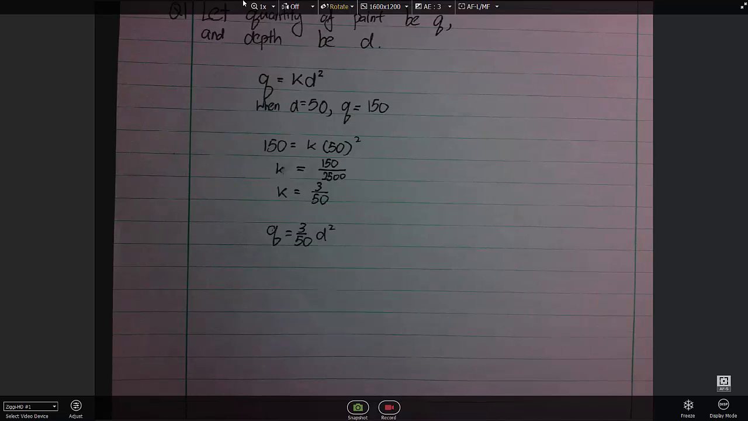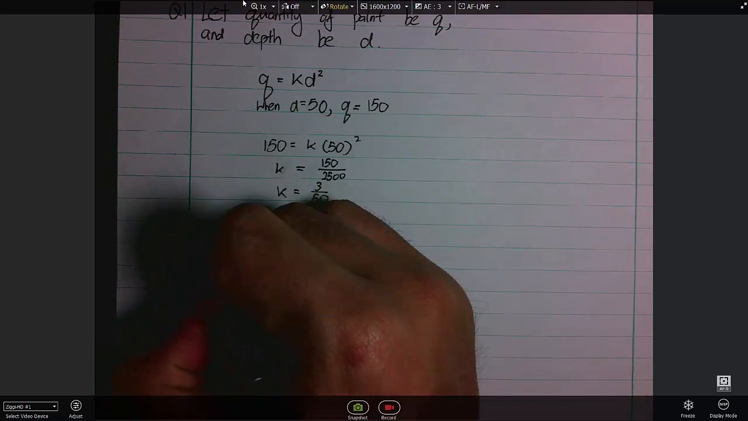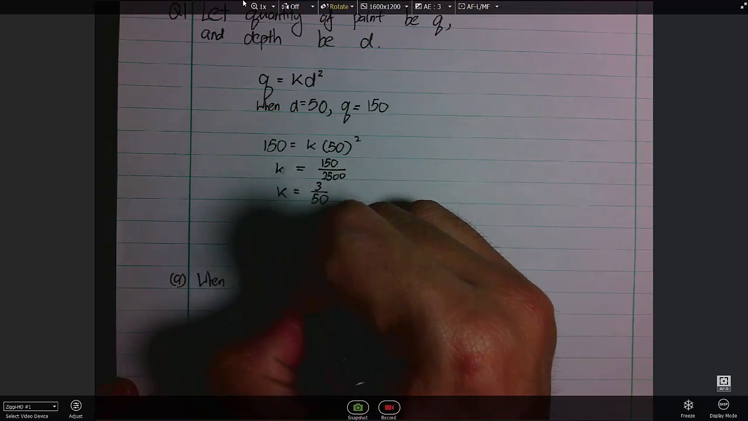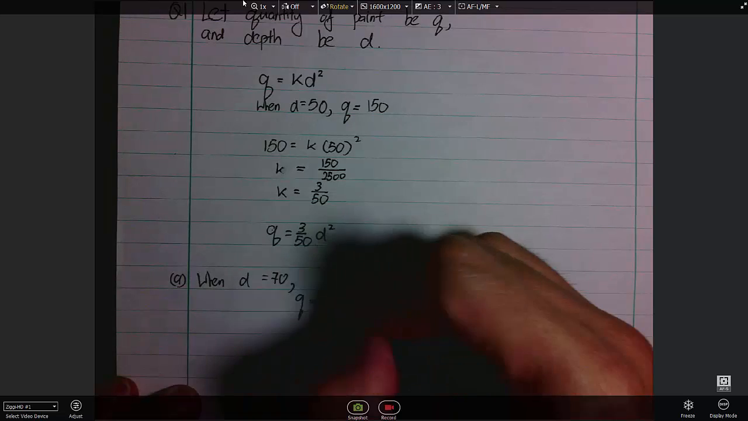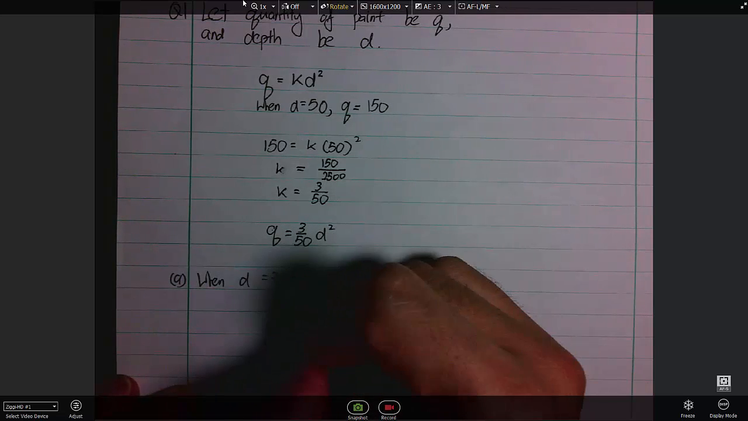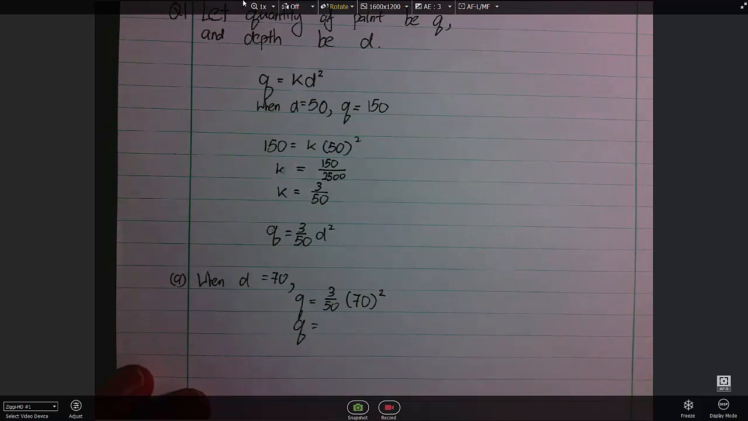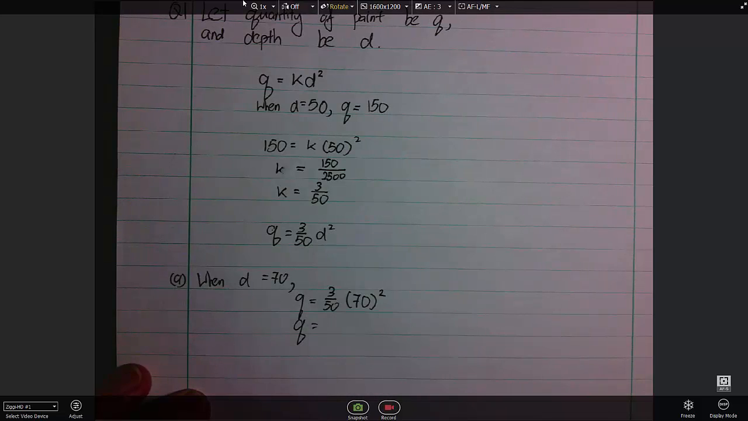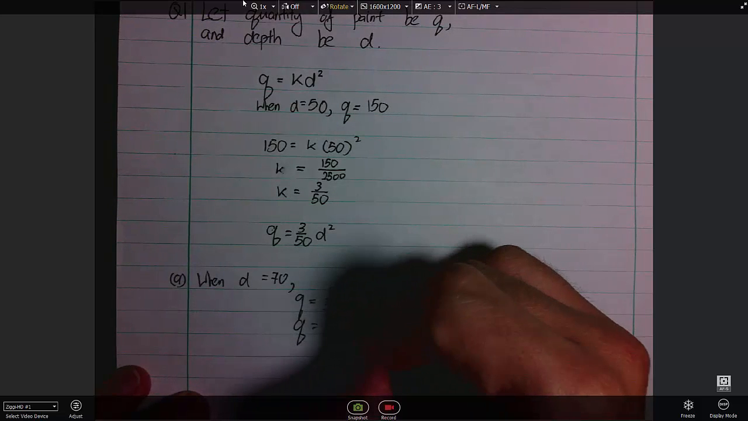The quantity of paint needed when the depth is 70 cm. So when D is equal to 70, Q equals 3 over 50 times 70 square. My Q value is equal to, just key into the calculator, 3 over 50 times 70 square. What I get is 294 ml.